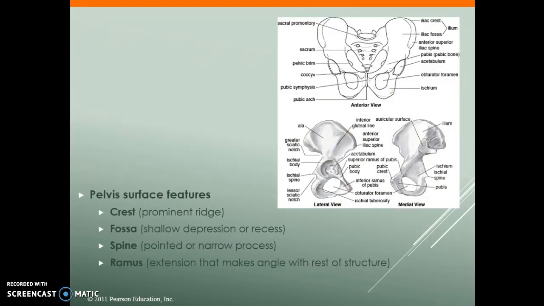The pelvis has a crest. This here is what you can feel with your hands when you put your hands on your hip, the iliac crest. A fossa is a depression, so right below the crest is the iliac fossa. A spine is a pointed or narrow ridge, the iliac spine, and a ramus is an extension that makes an angle. So down here is the inferior ramus of the pubis.